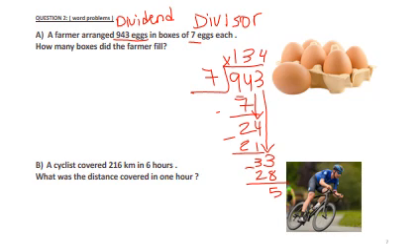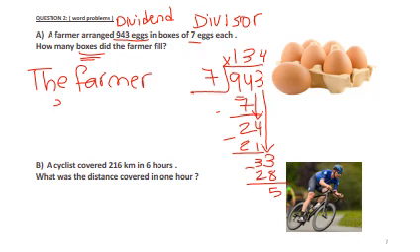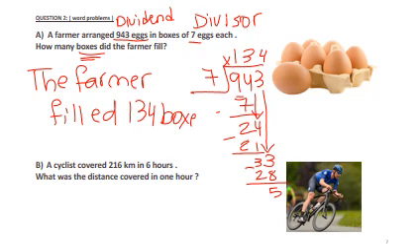So how many boxes did the farmer fill completely? The farmer filled 134 boxes. So we take the quotient, which is the answer. Okay? Now let us do the second problem.